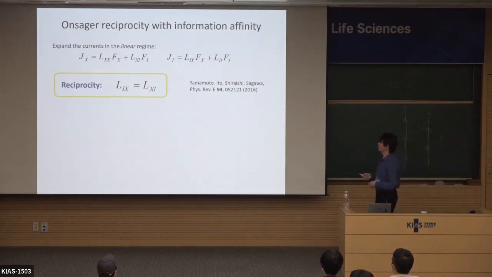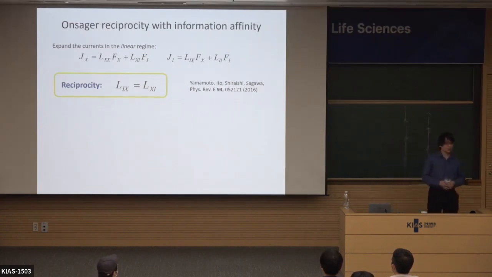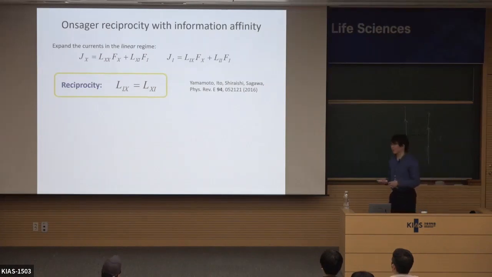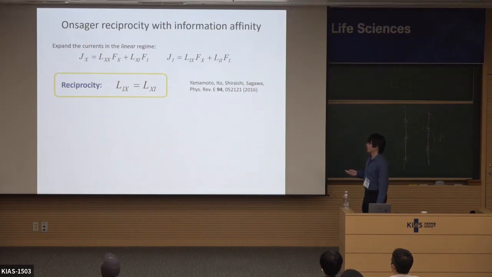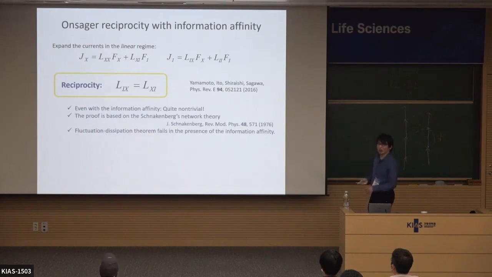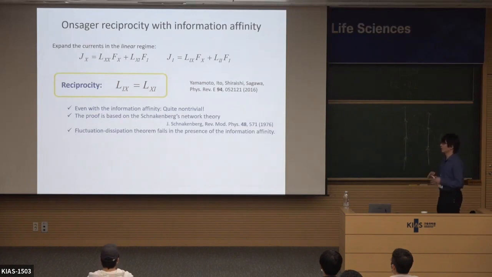But now our question is, when we consider the information current and the information affinity, whether the Onsager reciprocity is still true or not. This is actually not a trivial problem, because the conventional way to derive the Onsager reciprocity fails in the presence of information current. But by using a completely different method, we have proved that the Onsager reciprocity is still true by incorporating the information affinity and the information current.